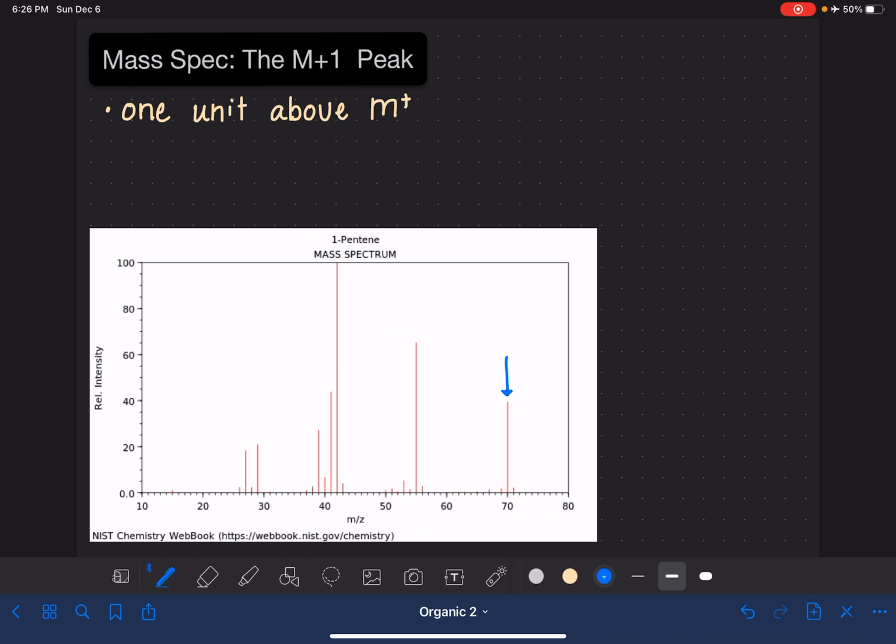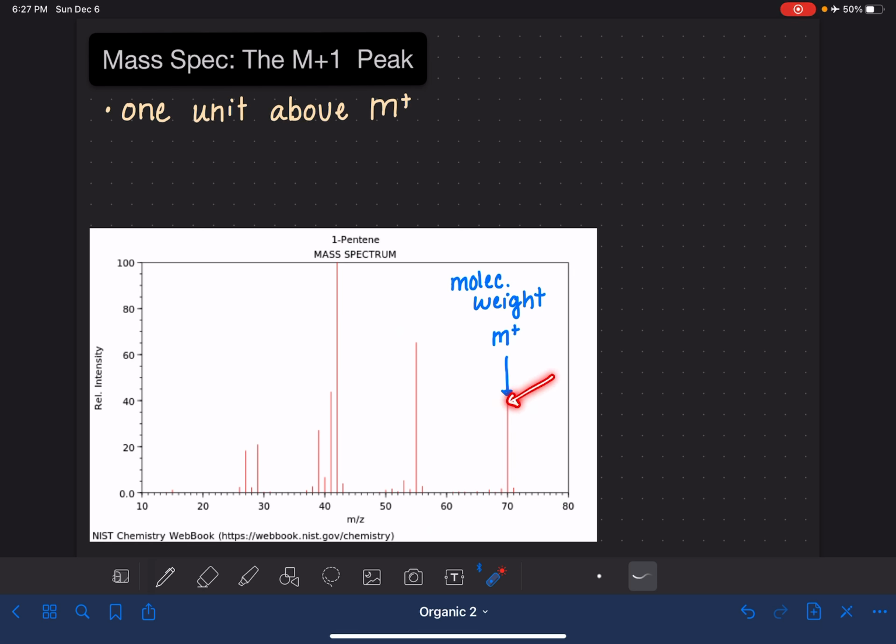This is our M+ peak, and as a reminder, the M+ peak represents the molecular ion, and it also represents the molecular weight, or the molar mass, for the whole entire molecule. This peak, the M+ peak, represents an entire intact molecule, making it all the way through the mass spec.